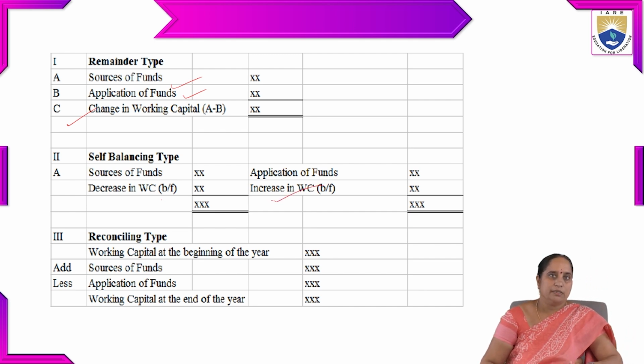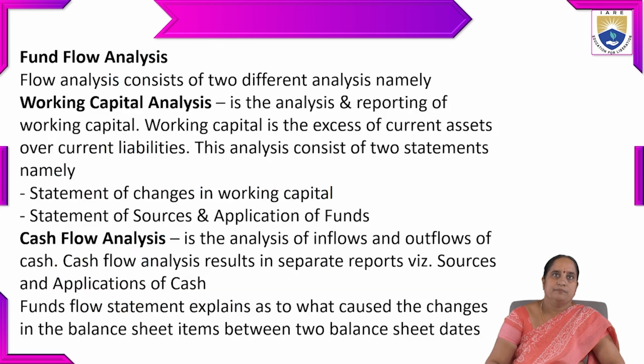Then coming to the third type, reconciling type. Here we write the funds flow statement as working capital at the beginning of the year, then to that we add sources of funds. From that we subtract application of funds. Then we get working capital at the end of the year.